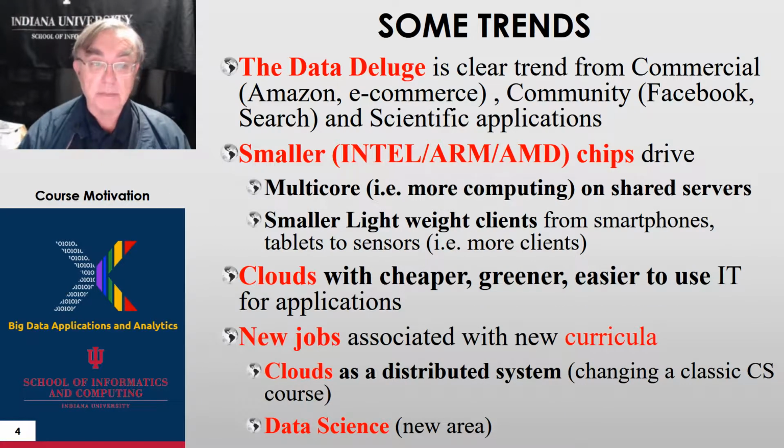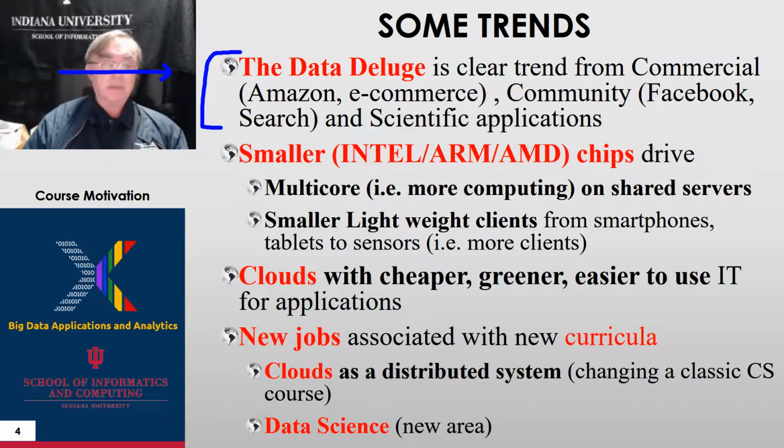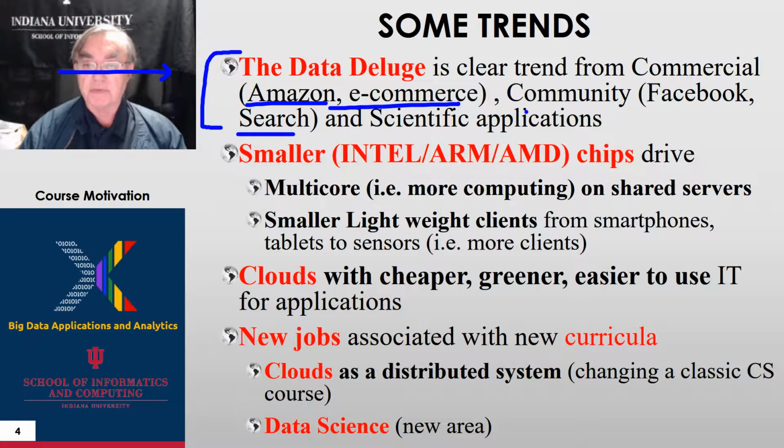So here's some trends. Well, big data is the data deluge. Data is pouring down. We have whatever it is, 1.8 billion photos uploaded every day into the cloud from Facebook and whatever it is, Snapchat or whatever it is. And we have search, we have Amazon, we have Netflix, we have scientific applications like the Large Hadron Collider with 15 petabytes a year and so on. So that's the data deluge.